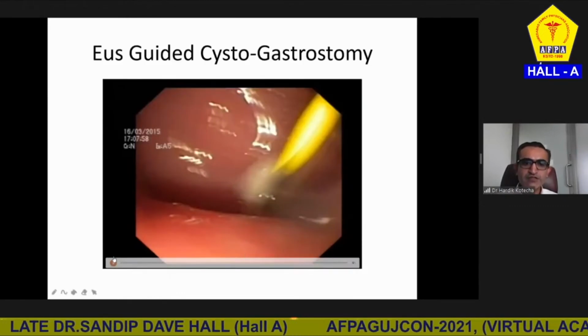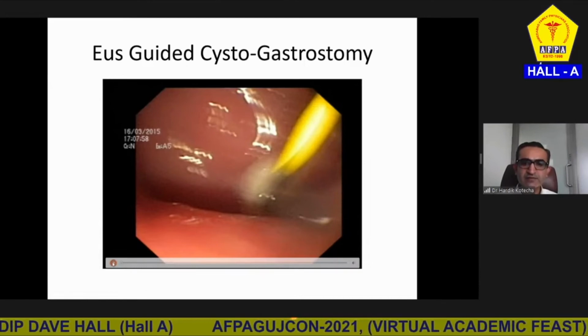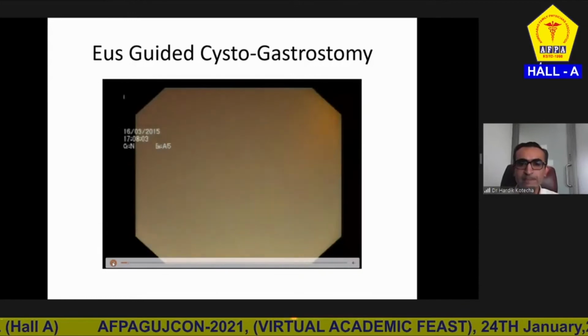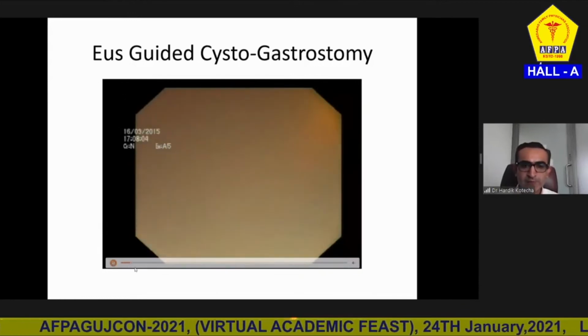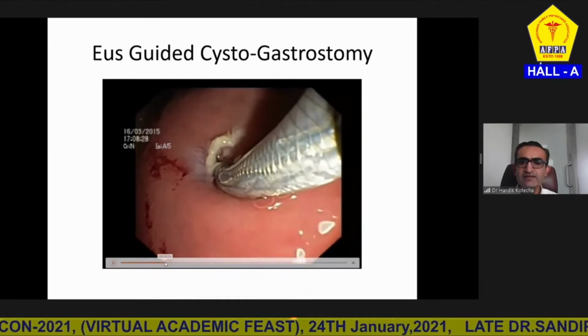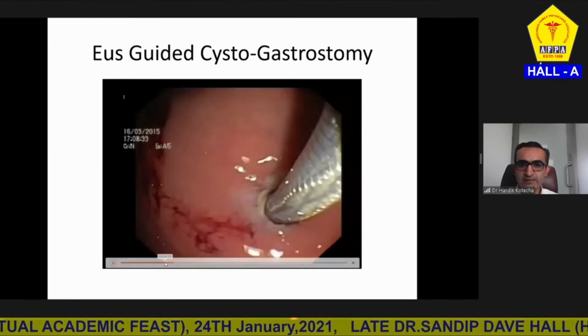So this is the video which is showing how the metallic stent is placed. And this stent was developed by Dr. Nageshwar Reddy, who is our Indian gastroenterologist. So I have punctured the cavity with the guide wire, I have dilated the tract, and this is the metal stent which I am placing from the stomach into the lesser sac.